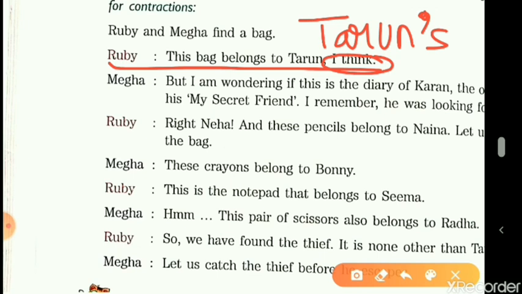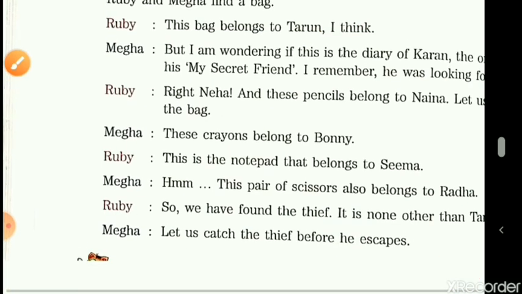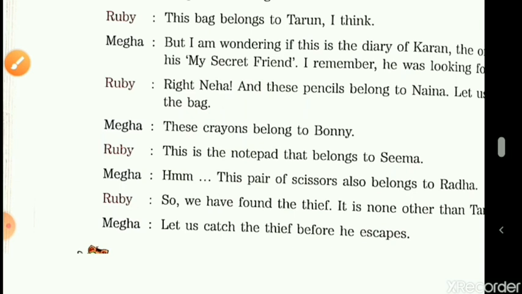Whose bag? Tarun's bag. So Ruby says, I think, comma, this is Tarun's bag. Now students, our second sentence of the conversation is Megha.